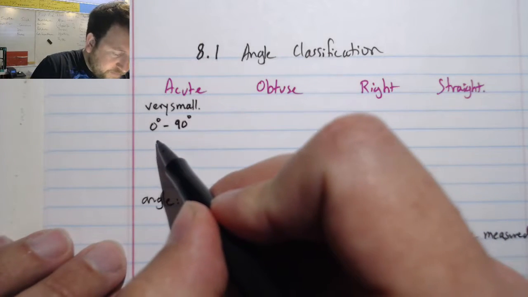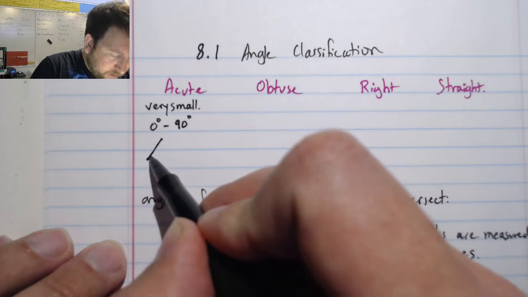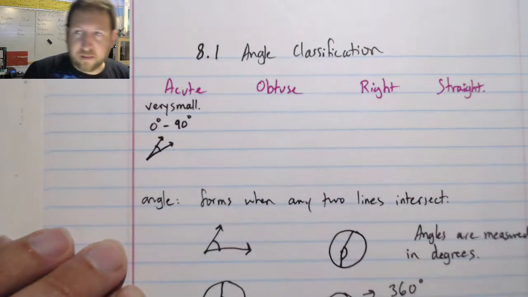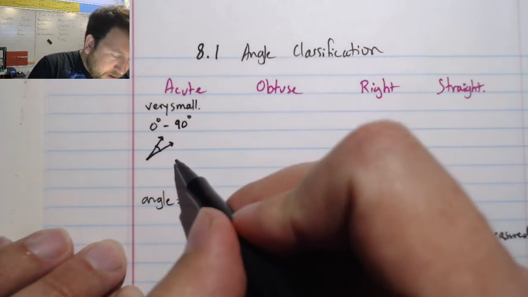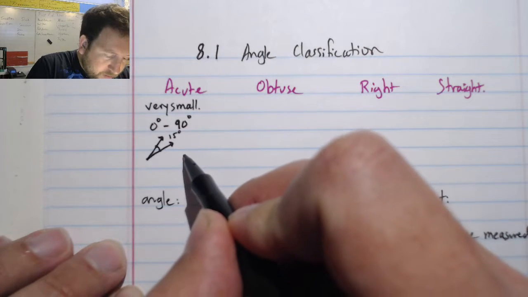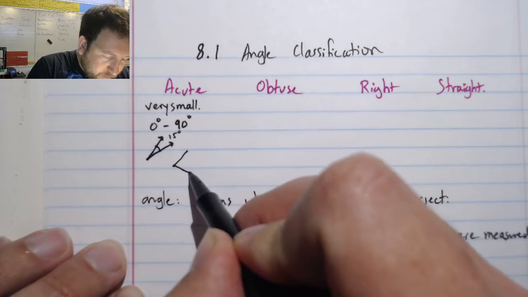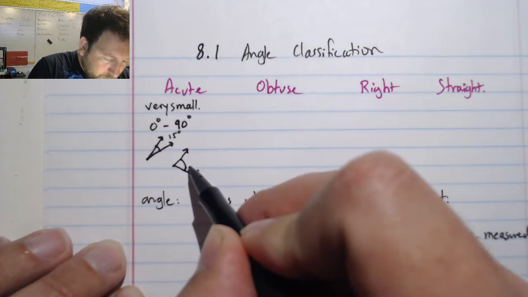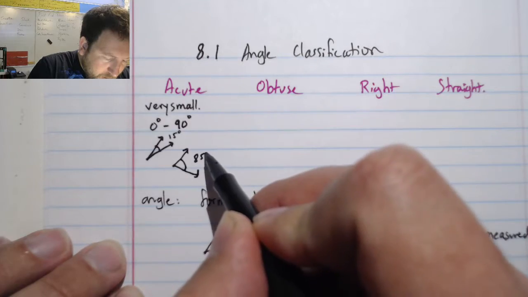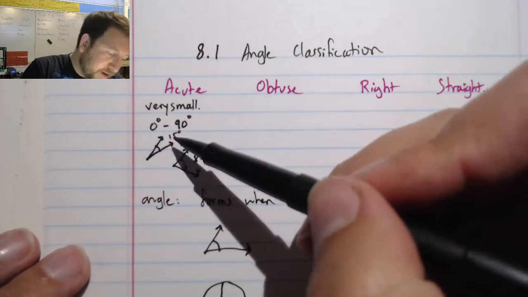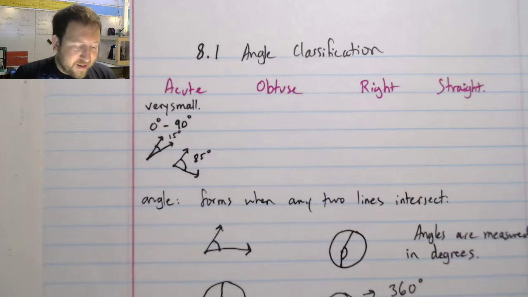They may look very, very small, things like this. And of course, I'm meaning that angle inside. And if this was, say, 15 degrees, they also may look slightly larger, like this. And they may be 85 degrees. But the point of an acute angle is that it is typically smaller and it is less than 90 degrees.